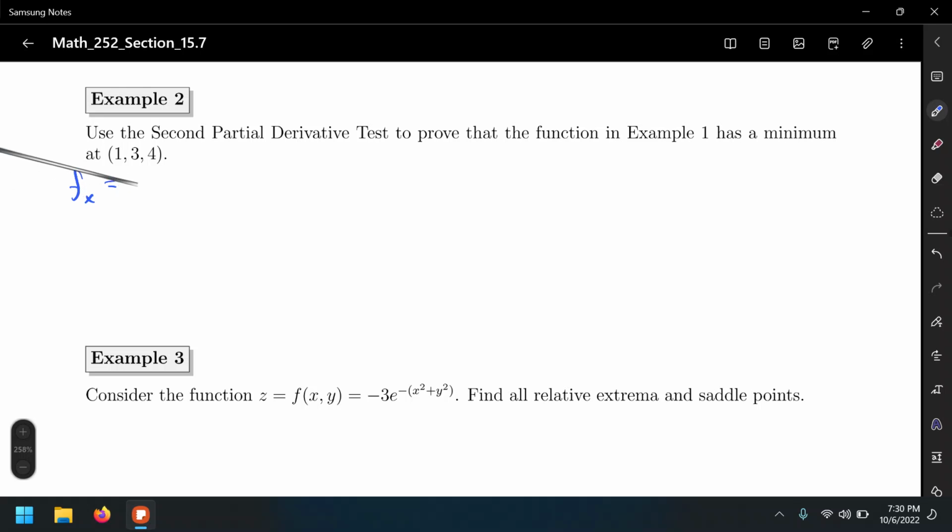Fx, well, I'm just going to use the results from the previous example: fx equals 2x minus 2, fy equals 2y minus 6. But in this case, we need the second derivative with respect to x. Well, the derivative of 2x will be 2. The second partial with respect to y, that's the derivative of 2y, and that's also a 2.